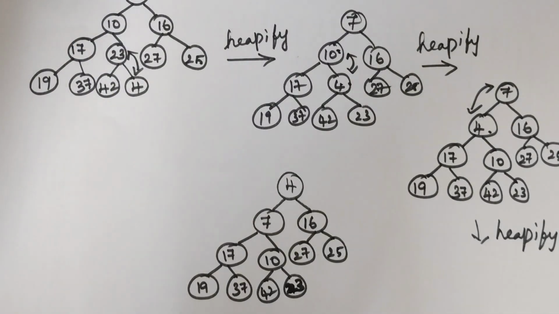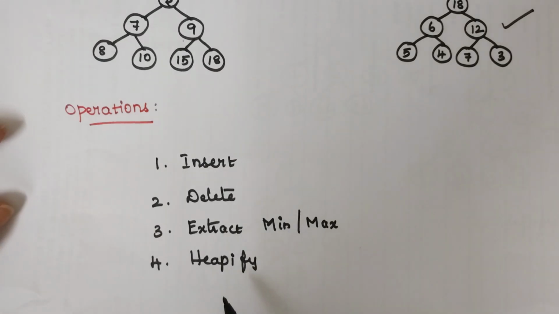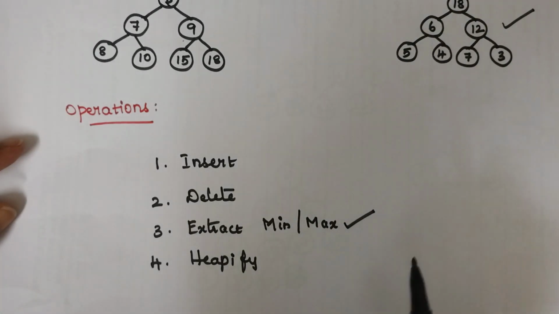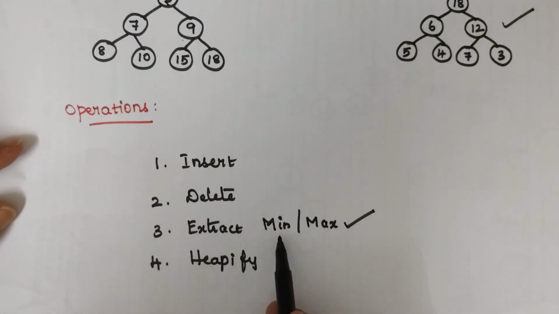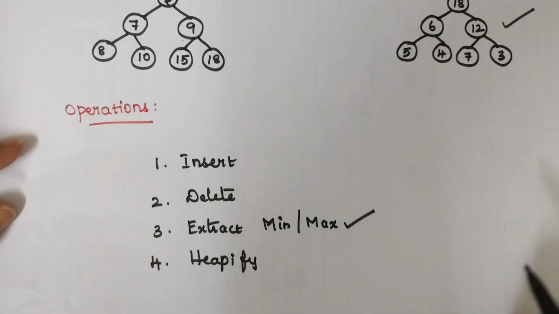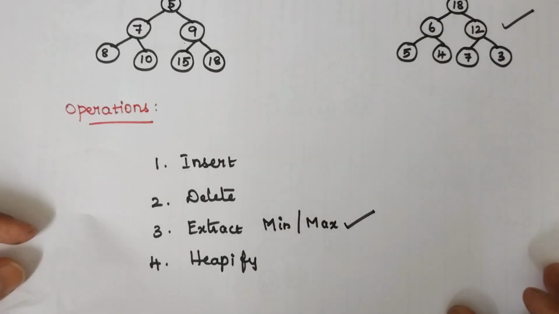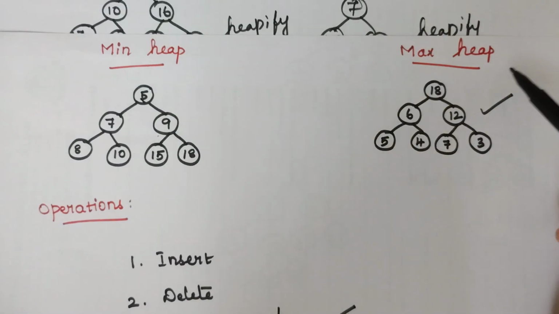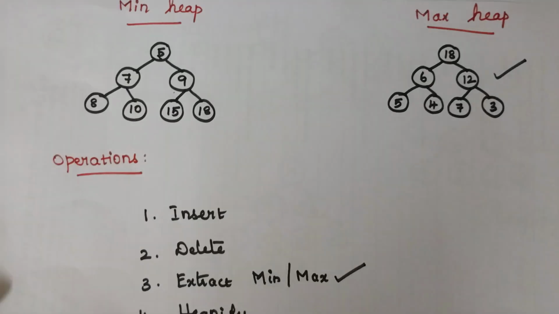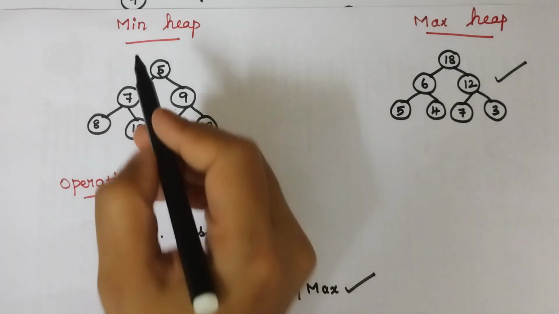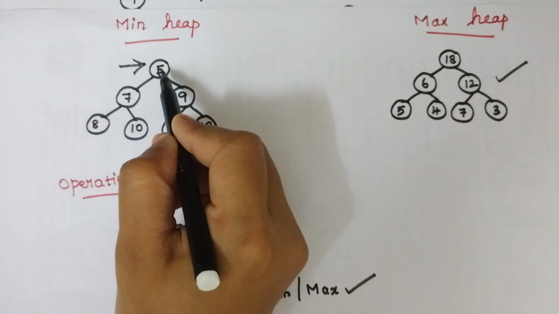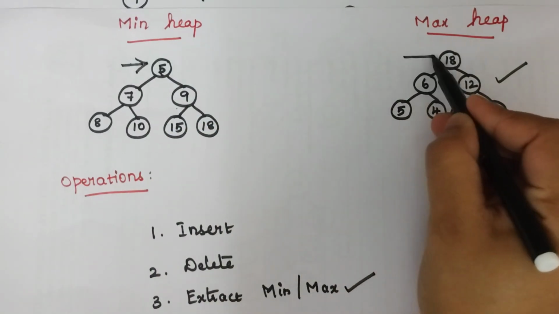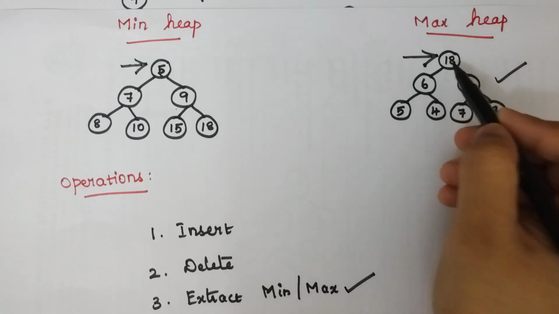Coming to deletion, how do we perform deletion? Before deletion, we should know what extract min or max is. Extract min or max means in a minimum heap you are going to extract the minimum value, and extract max means in the max heap you are going to extract the max value. We already discussed that a minimum heap always has the smallest value at its root and a maximum heap has the largest value at its root. So when you are extracting the minimum value from a heap, we will be extracting the value present at the root of the minimum heap. This is what extracting minimum is. And if you are extracting maximum, then we will extract the root node value of a max heap. That is what extracting maximum is.